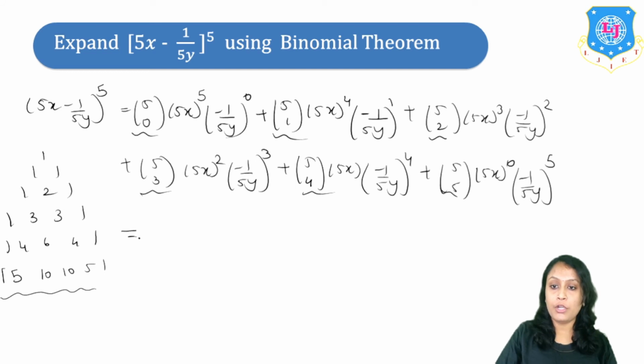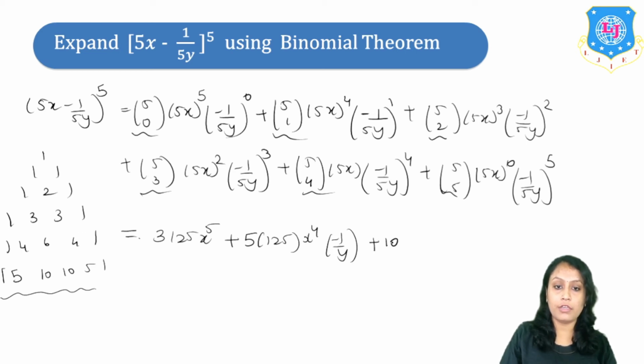So what you will get here: the first will be 1, and (−1/(5y)) raised to 0 will become 1. So we have (5x)⁵, so this is 3125x⁵, plus 5C1 is 5. Now here 5 and 1/5 will get cancelled, so we have 5³, that is 125, and x⁴, this −1/y, so we'll write −1/y over here. The answer of 5C2 is 10, so here we have 10.